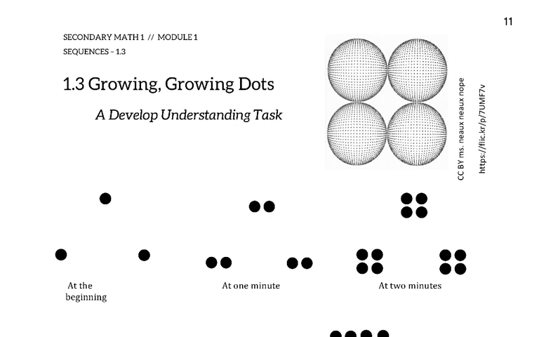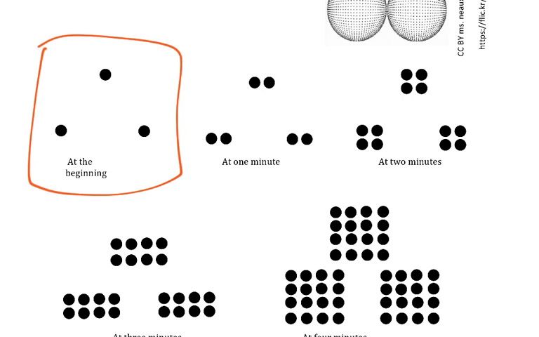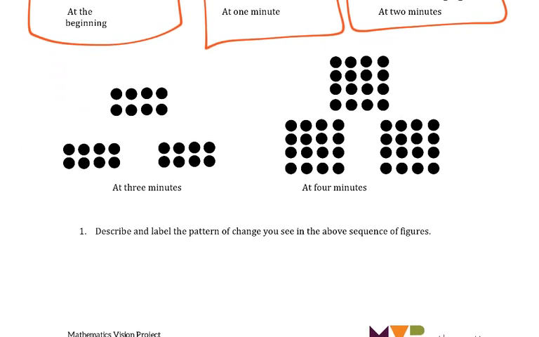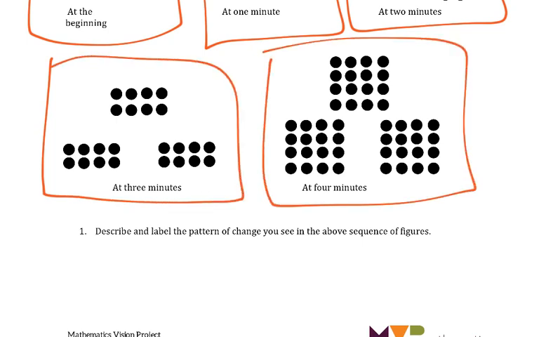Alright, so we should all have this in front of us, okay? So let's take a look. We've done something similar to this. So, if we look at this, we've got at the beginning is that, then after 1 minute, at 2 minutes, and this one gives us even more, at 3 minutes, and at 4 minutes, okay? So the first thing you need to do is take a few minutes and you need to describe and label the pattern of change you see in the above sequence of figures.